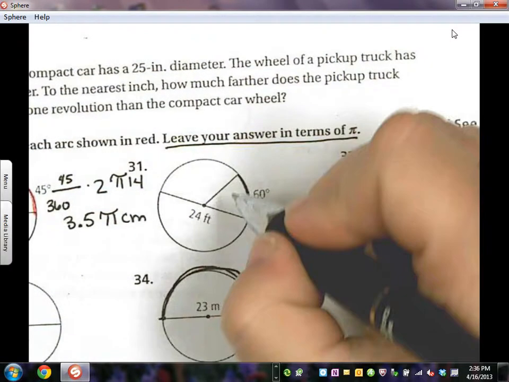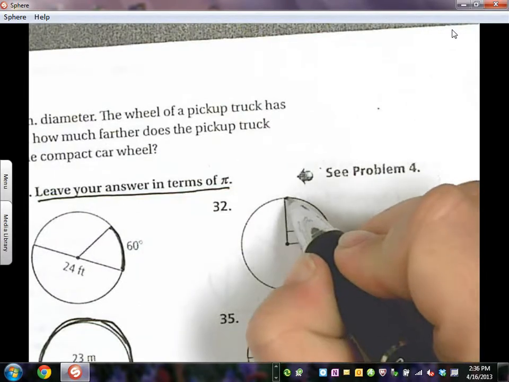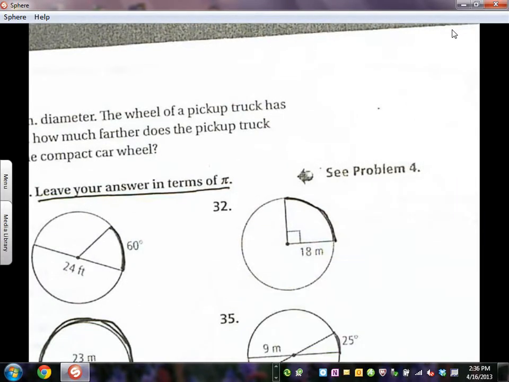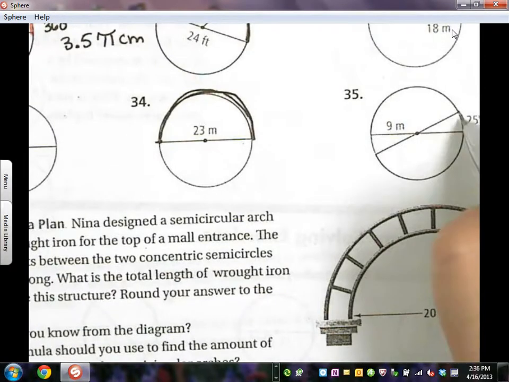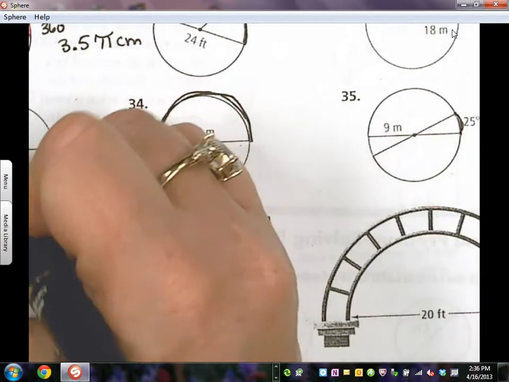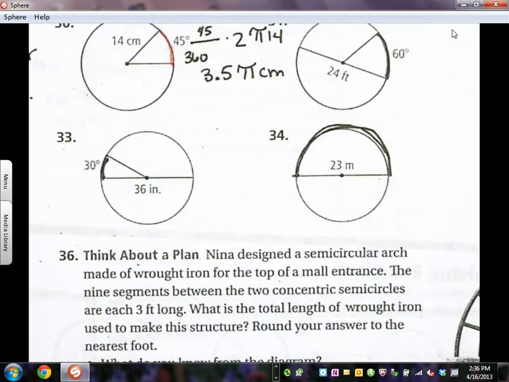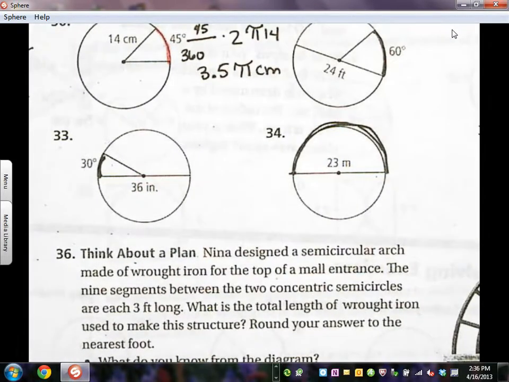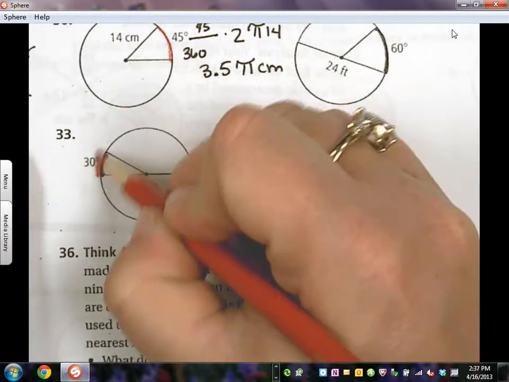I'm marking them for you. That, this, this, and this, and that. So make sure you've marked all of those. So I'll walk you through each of those again. I'll even mark them in red like the picture says.